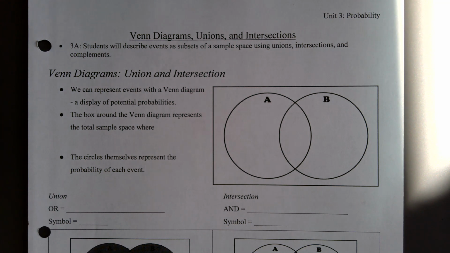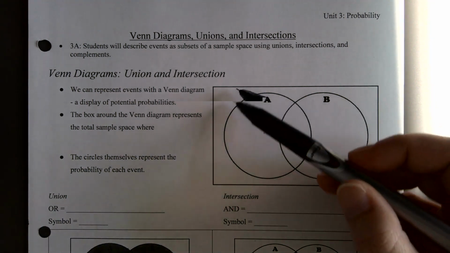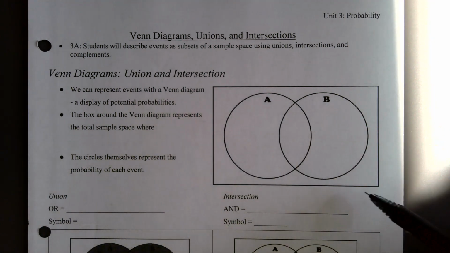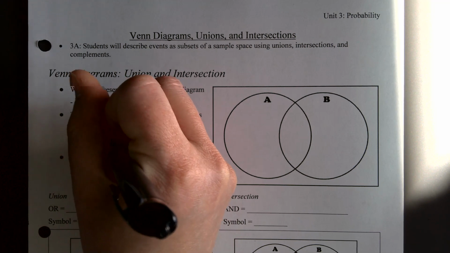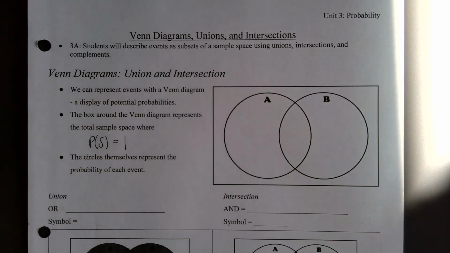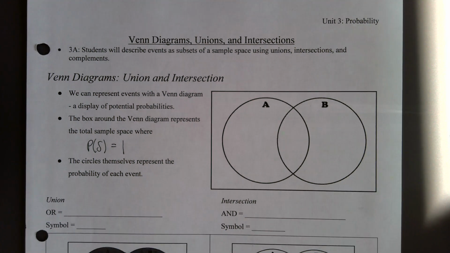When you're looking at a whole box, so with the two circles, it includes the whole box. The whole box represents the total sample space. Now remember when we talked about our sample space, the probability of our sample space is always going to be 1. So all of the probabilities inside those sample spaces should equal 1. So the circles themselves represent the probabilities of each event.